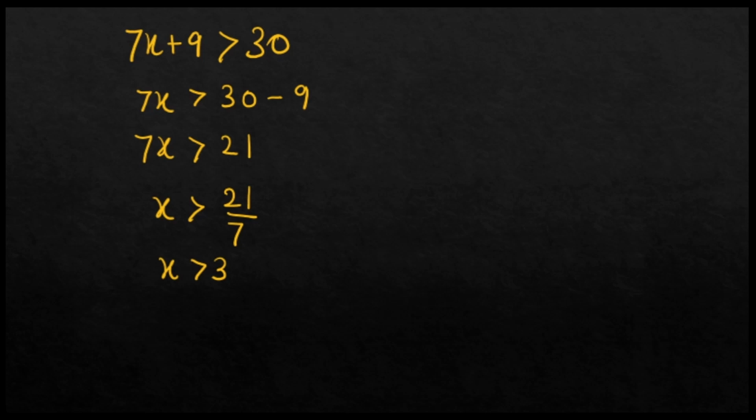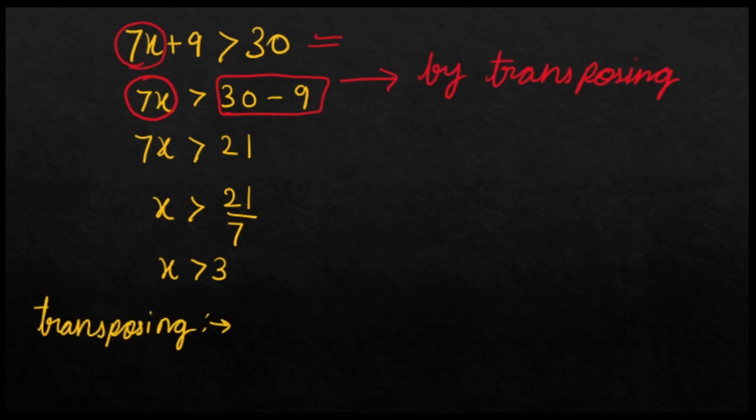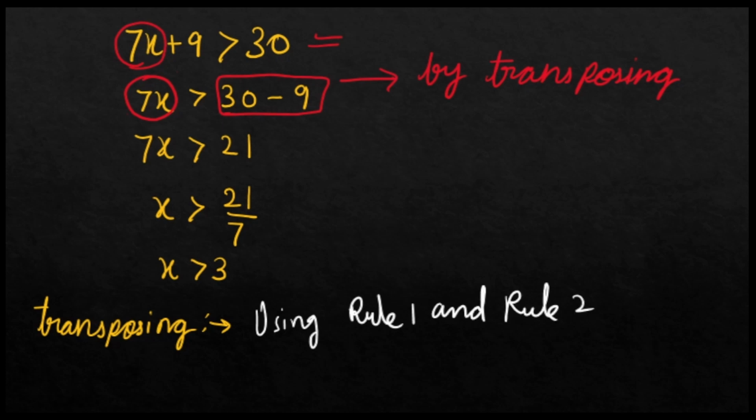So what is the working? How to solve the linear inequality? First obtain the linear inequation. Collect all the terms involving the variable on one side and the constant terms on the other side by transposing them. As I discussed earlier about rule 1 and rule 2, transposing uses rule 1 and rule 2, and we can drop any term from one side to the other side.